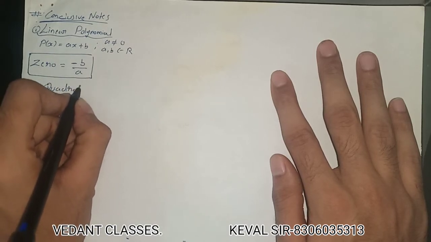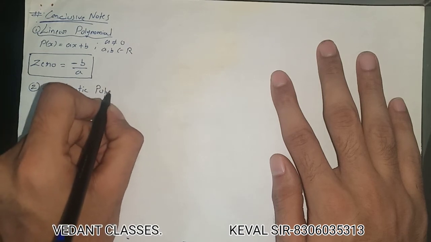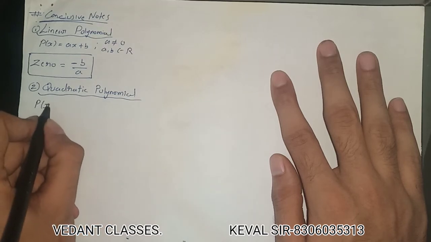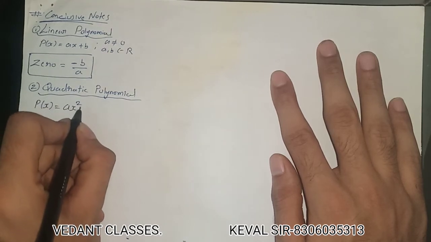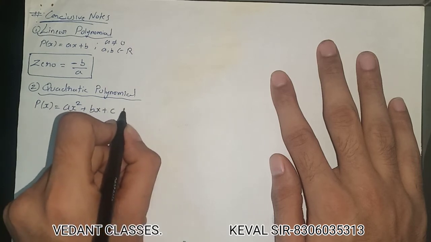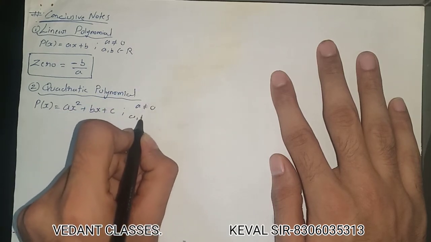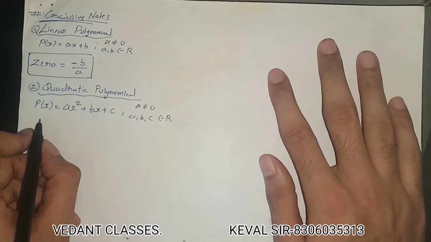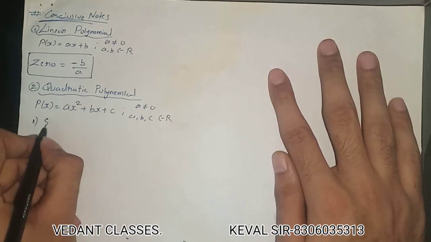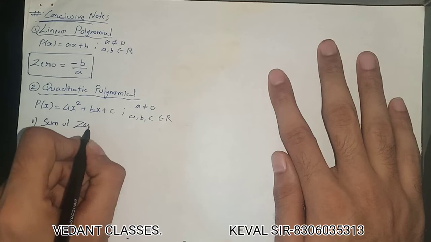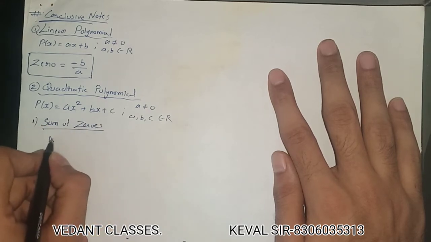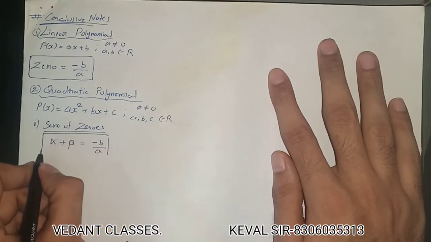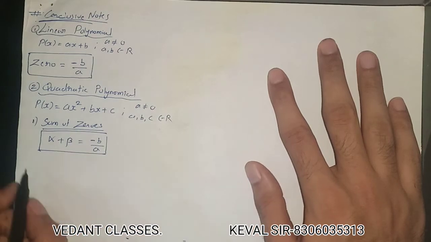Now see, the second case is for the quadratic polynomial. For the quadratic polynomial, p of x is equal to ax square plus bx plus c, where a is not equal to 0 and a, b, c all belong to real numbers. These conditions must be satisfied. Here two things that you need to remember. First is the sum of zeros, that is alpha plus beta, which is equal to minus b by a.